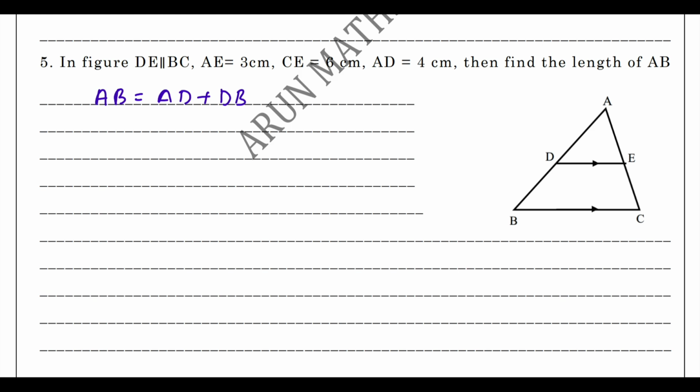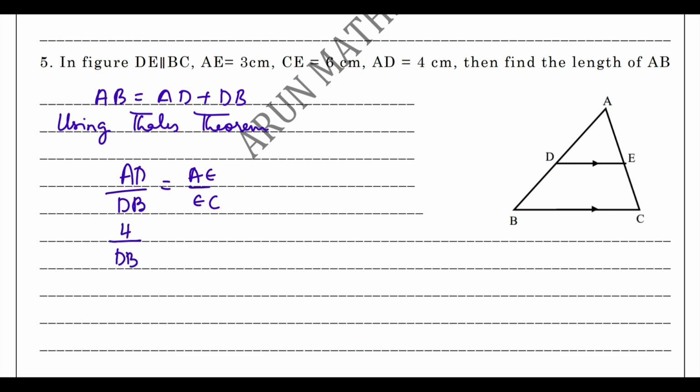How to find out? Using Thales theorem. Apply Thales theorem. If a line is drawn parallel to one side of a triangle, then the other two sides are divided in the same ratio. That is, AD by DB equals AE by EC. What is the value of AD? AD is 4. DB we should find out. What is AE? AE is 3 cm. What is EC? EC, or CE, is 6 cm.